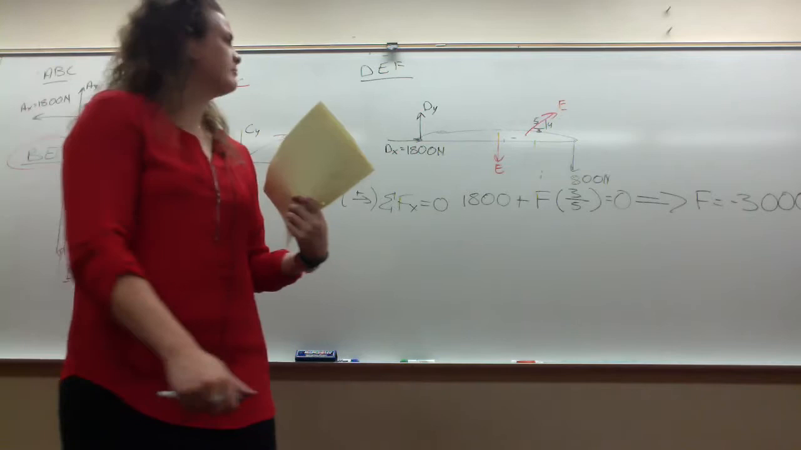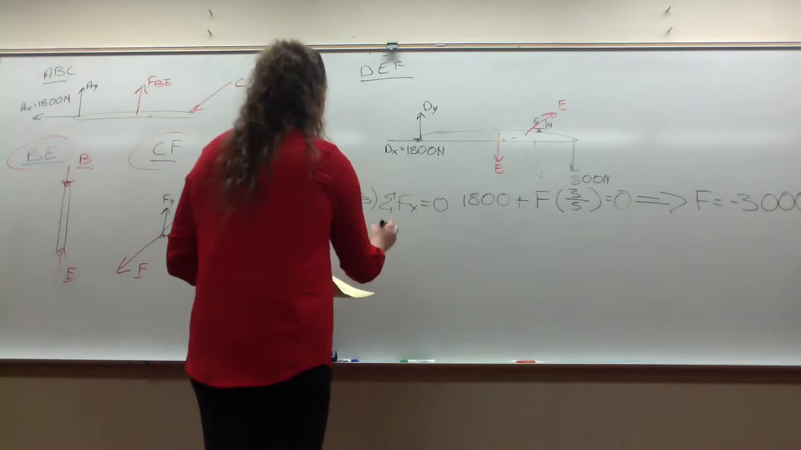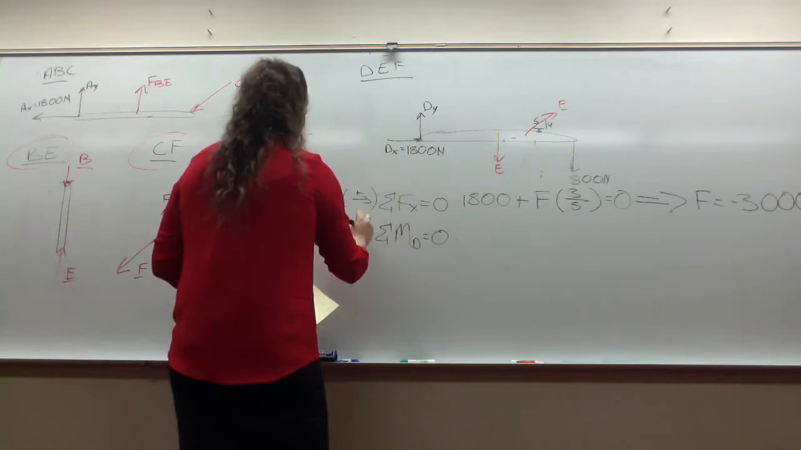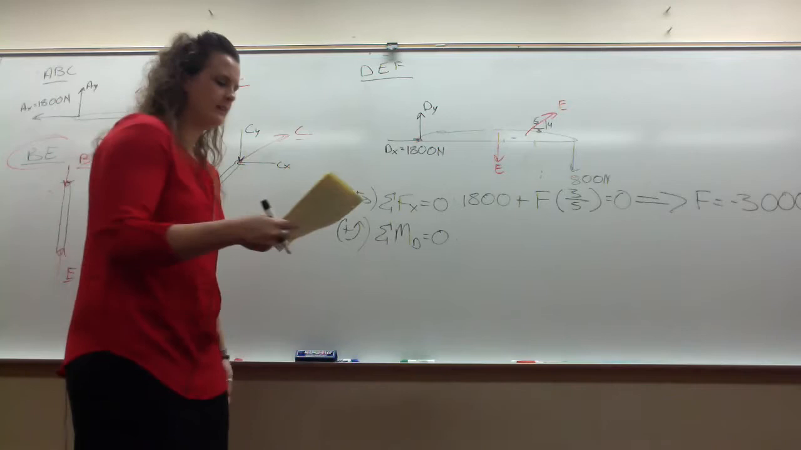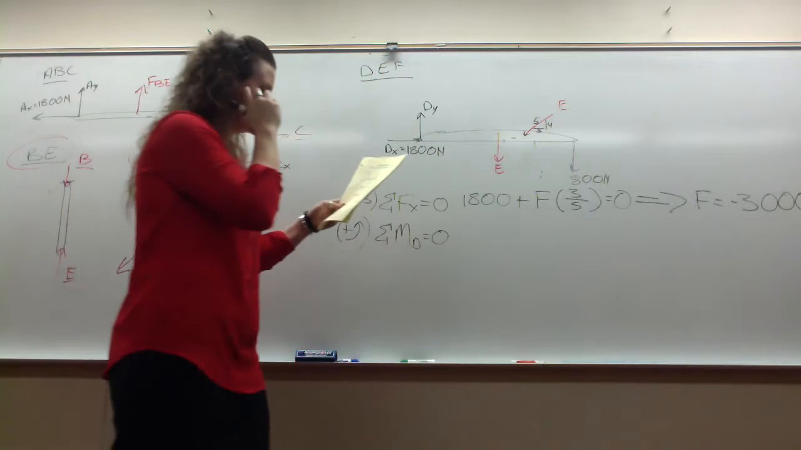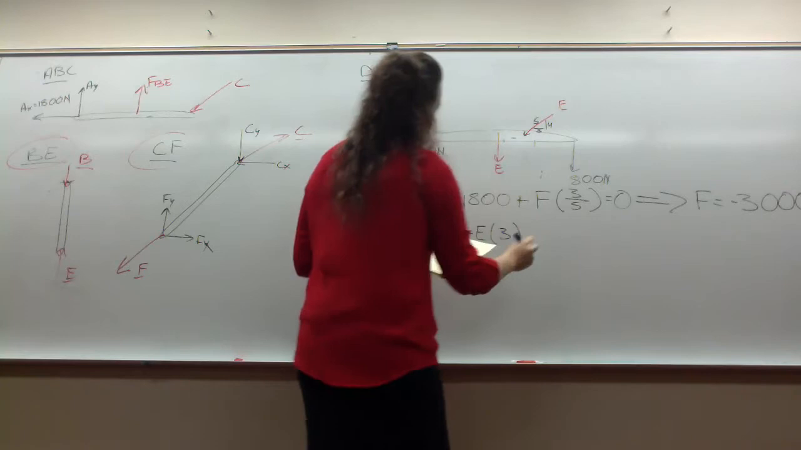So the way I work this is I sum the moments at D, to negate the unknown of Dy and just solve for the force in E. So I get minus E times 3. The force at E is applying a clockwise rotation about D.